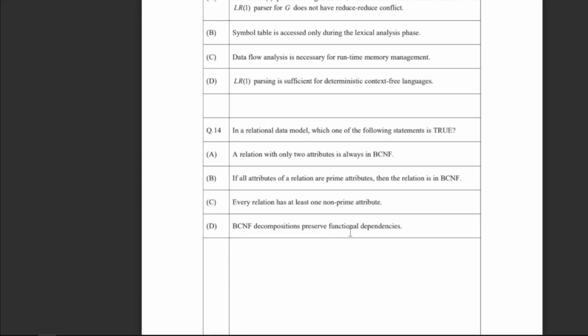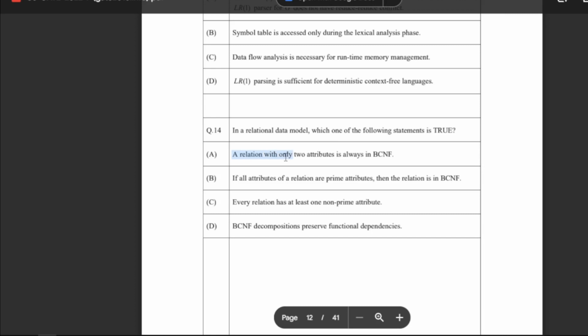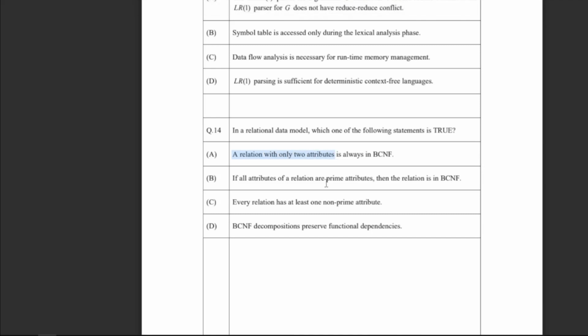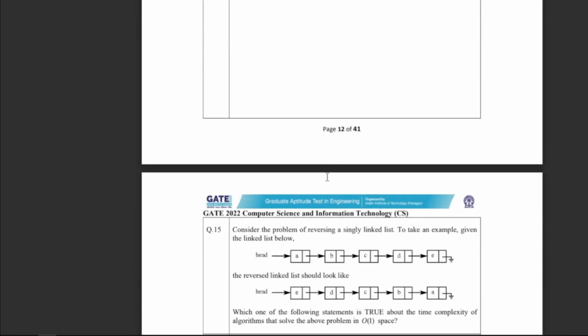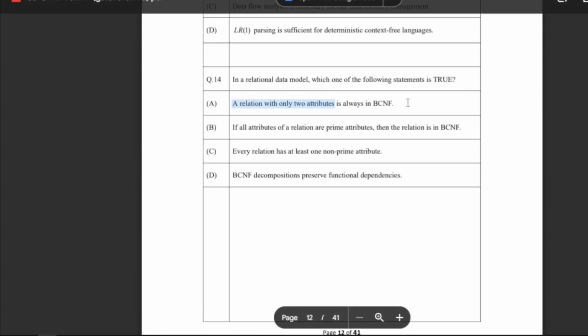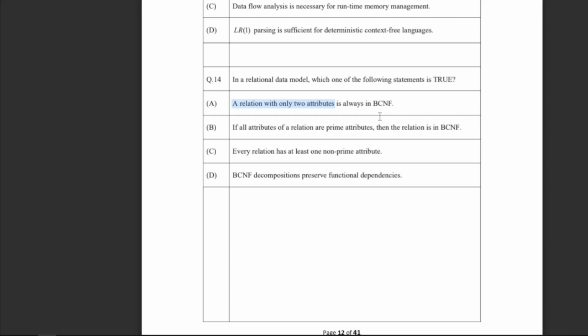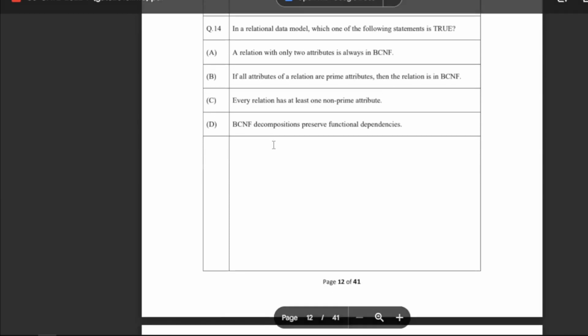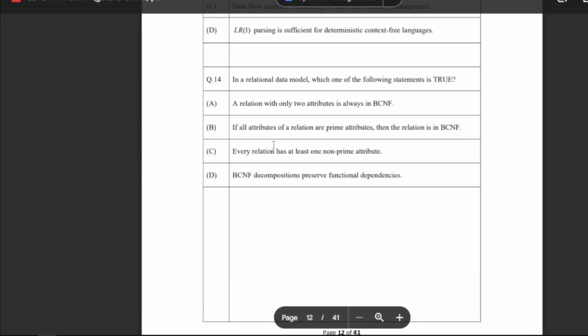So for 14 our answer is A, that is, a relation with only two attributes is always in BCNF, right? That means if the relation meets 3NF, then it will be in BCNF if only two attributes are in it.